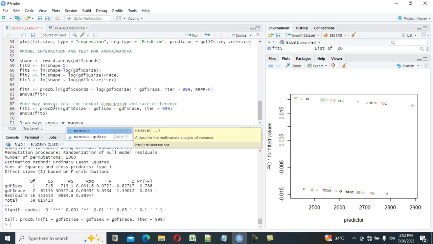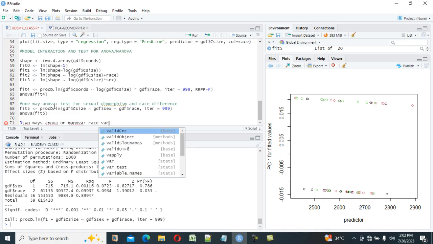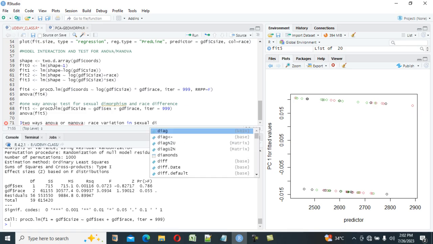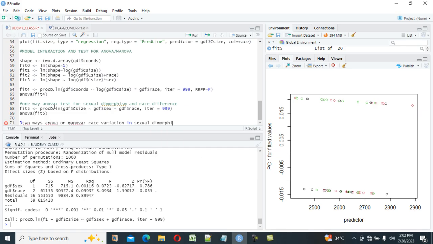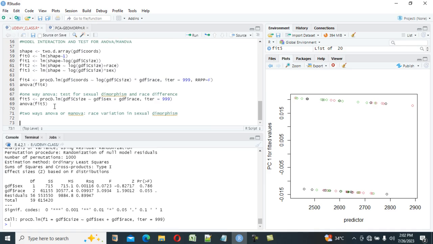Let's test for race variation. Let's say test for population or race variation, race variation in sexual dimorphism. So I want to test for race variation in sexual dimorphism now. All right, so this is a two-way ANOVA, or you can call it MANOVA as well. That's a multivariate analysis actually we are doing.